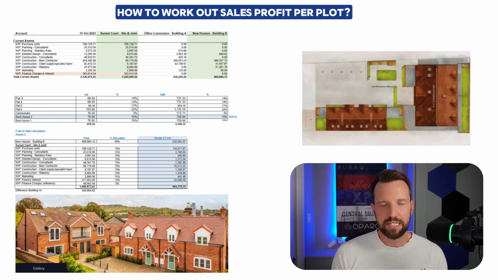But in our case, it's never as easy as that, because we've got houses, we've got flats, we've got different sized flats, where the attributable costs associated with different flats are going to be different. For example, flat 3, flat 4, flat 5, flat 6, they're all different sizes. Flat 3 and flat 4 are 14% of the total square footage. Flat 5 is 17% of the total square footage. And flat 6 is 22% of the total square footage. So when I'm looking at costs, I need to apportion the costs in that percentage of total area. And that's typically what we'll do.